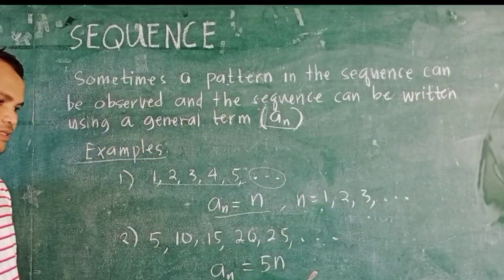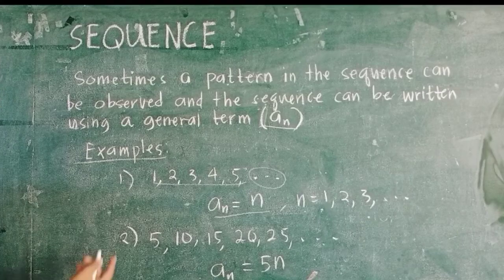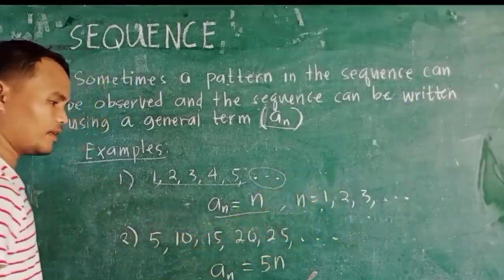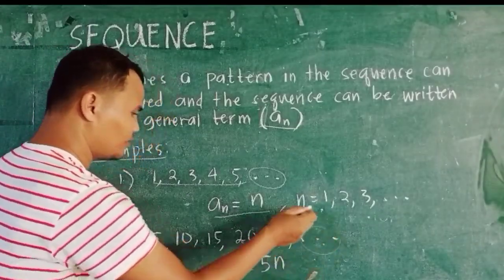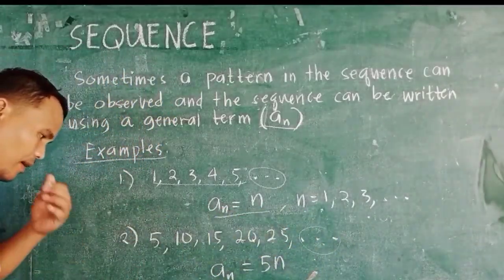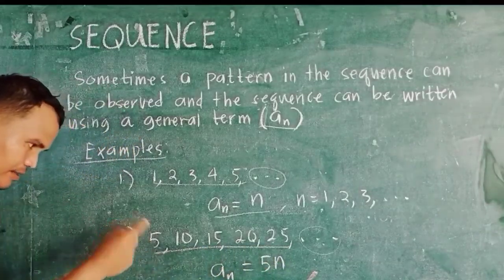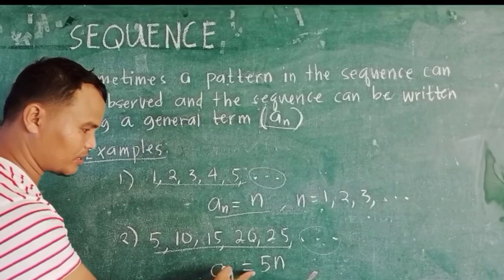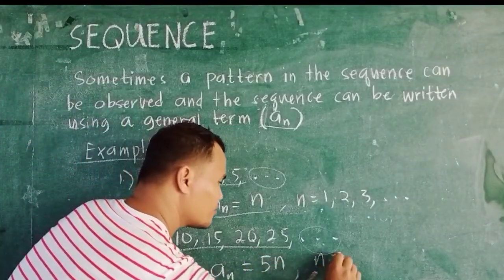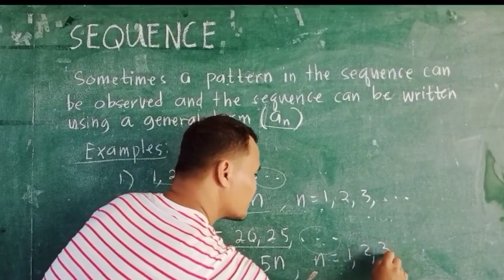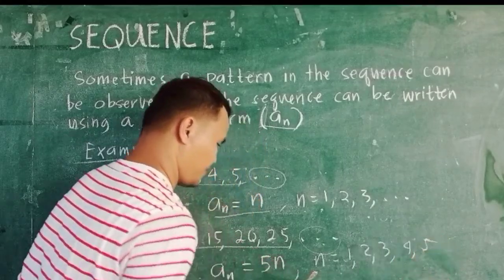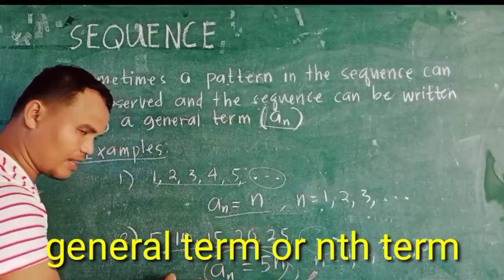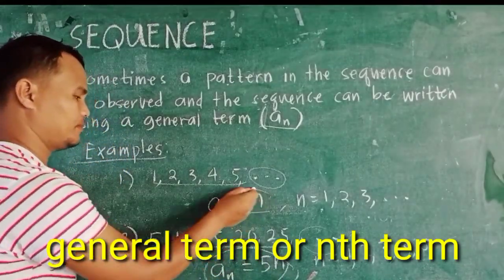Okay, another example. 5, 10, 15, 20, 25, and so on. An example of infinite sequence. Now, this sequence can be written in a general form a sub n equals 5n, where n is equal to 1, 2, 3, 4, 5. Okay, so this is called the general term or nth term.